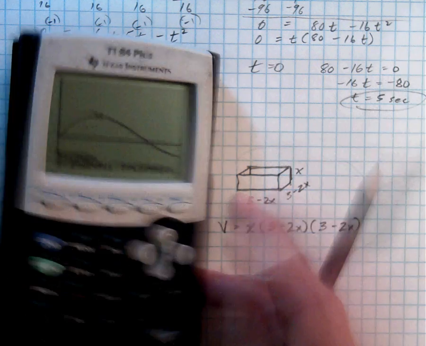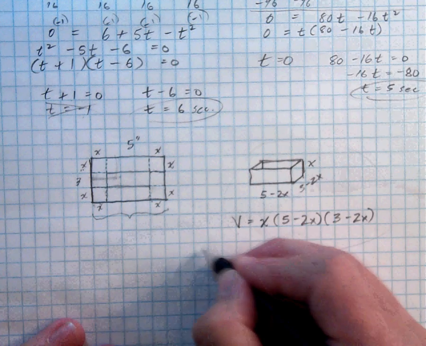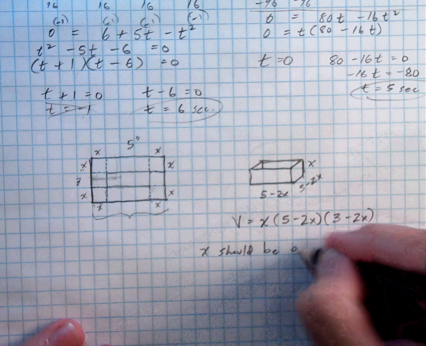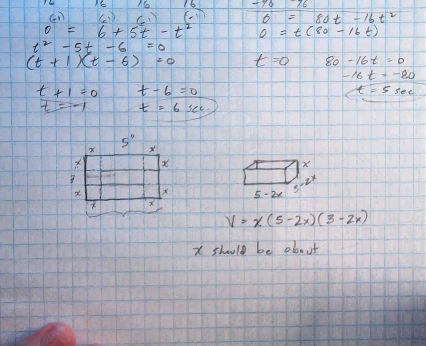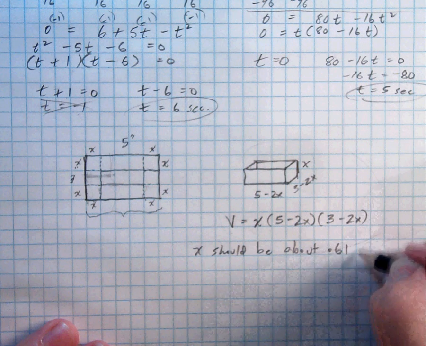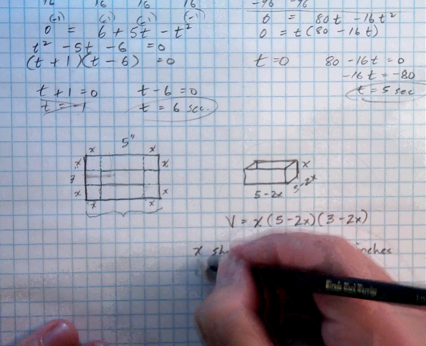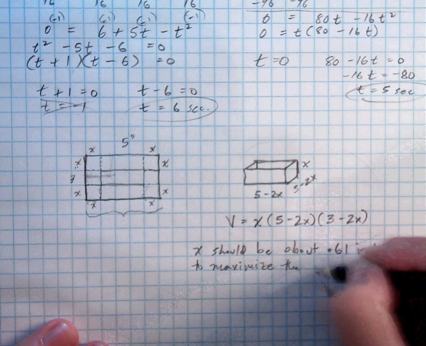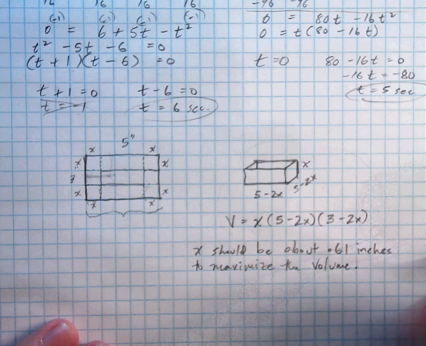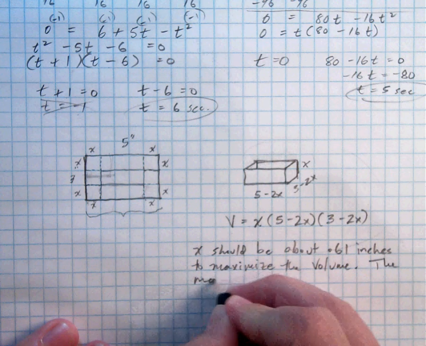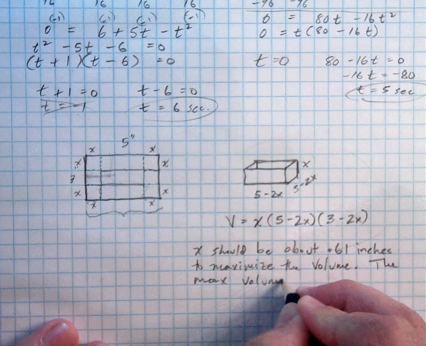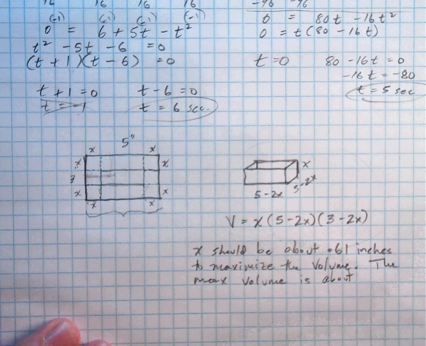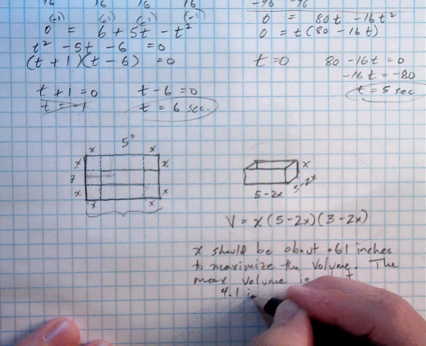Alright, so x should be about 0.61 inches to maximize the volume. The max volume is about 4.1 inches cubed.